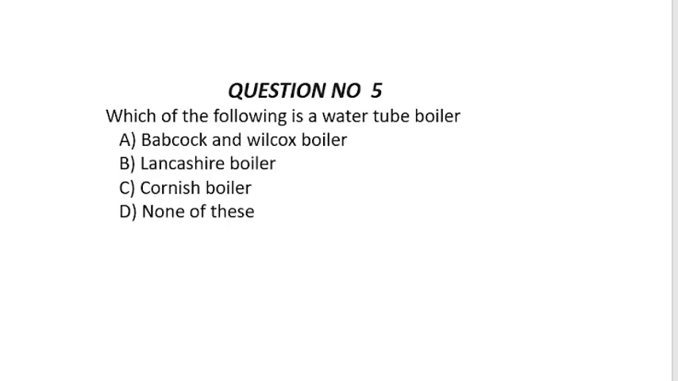Question number 5. Which of the following is a water tube boiler? So, Lancashire and Cornish are fire tube boilers, and Babcock and Wilcox boiler is a water tube boiler. The correct option is option A.